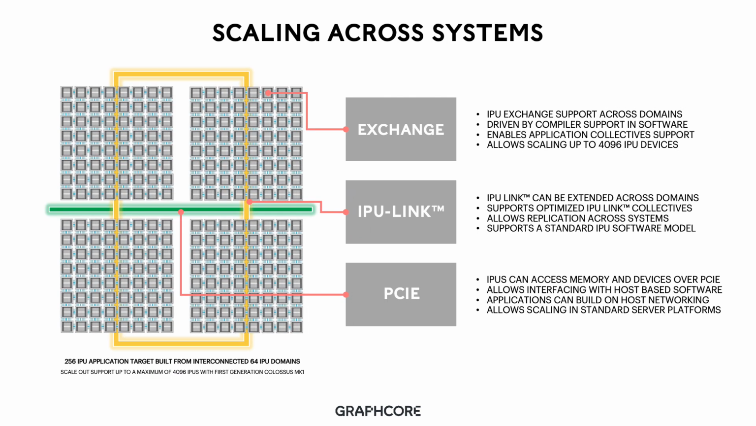Along with scaling on device and across devices, we also support scaling across systems. This allows us to connect together multiple IPU devices for machine intelligence applications at massive scale. An example below is this 256 IPU application target built from interconnected 64 IPU domains. On our first generation technology, we allow the scale-out support of up to a maximum of 4,096 IPUs.